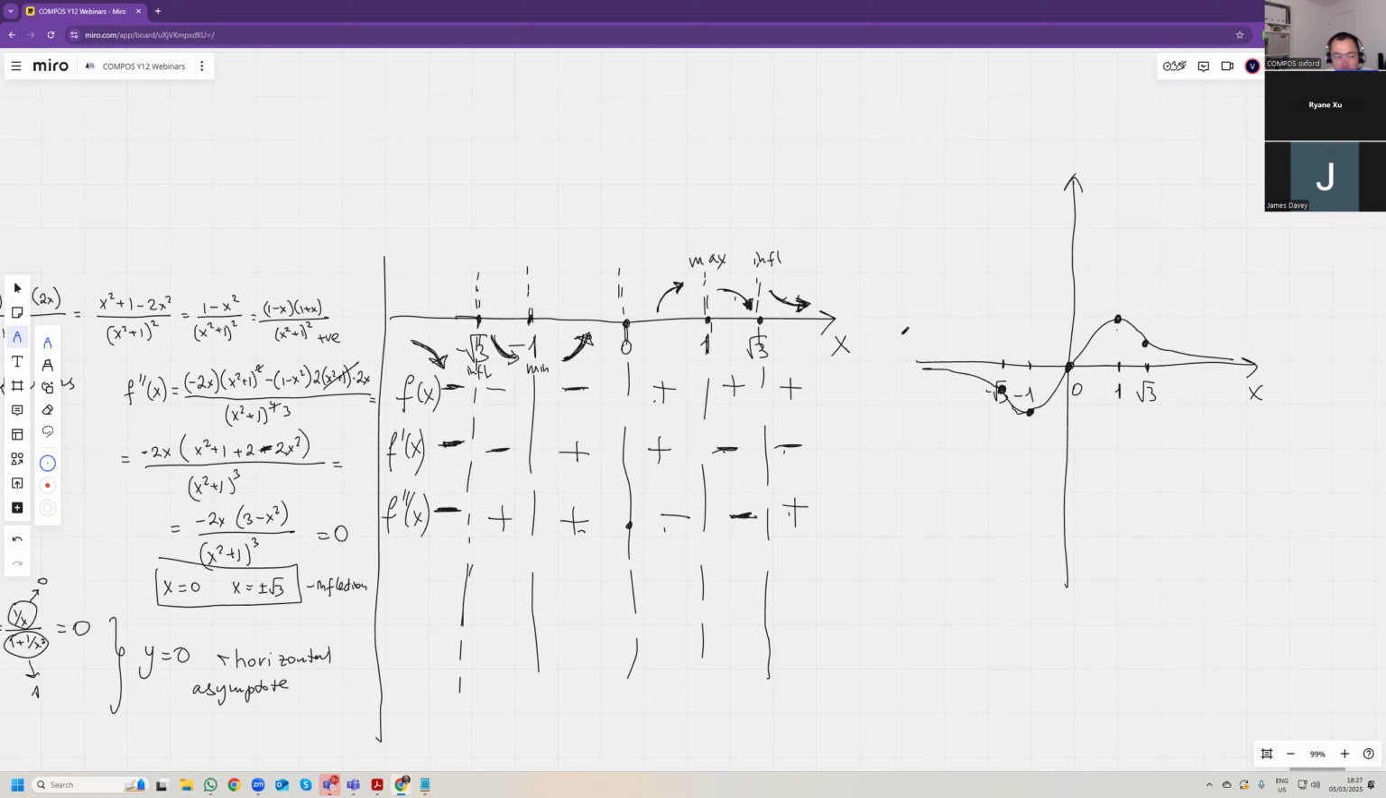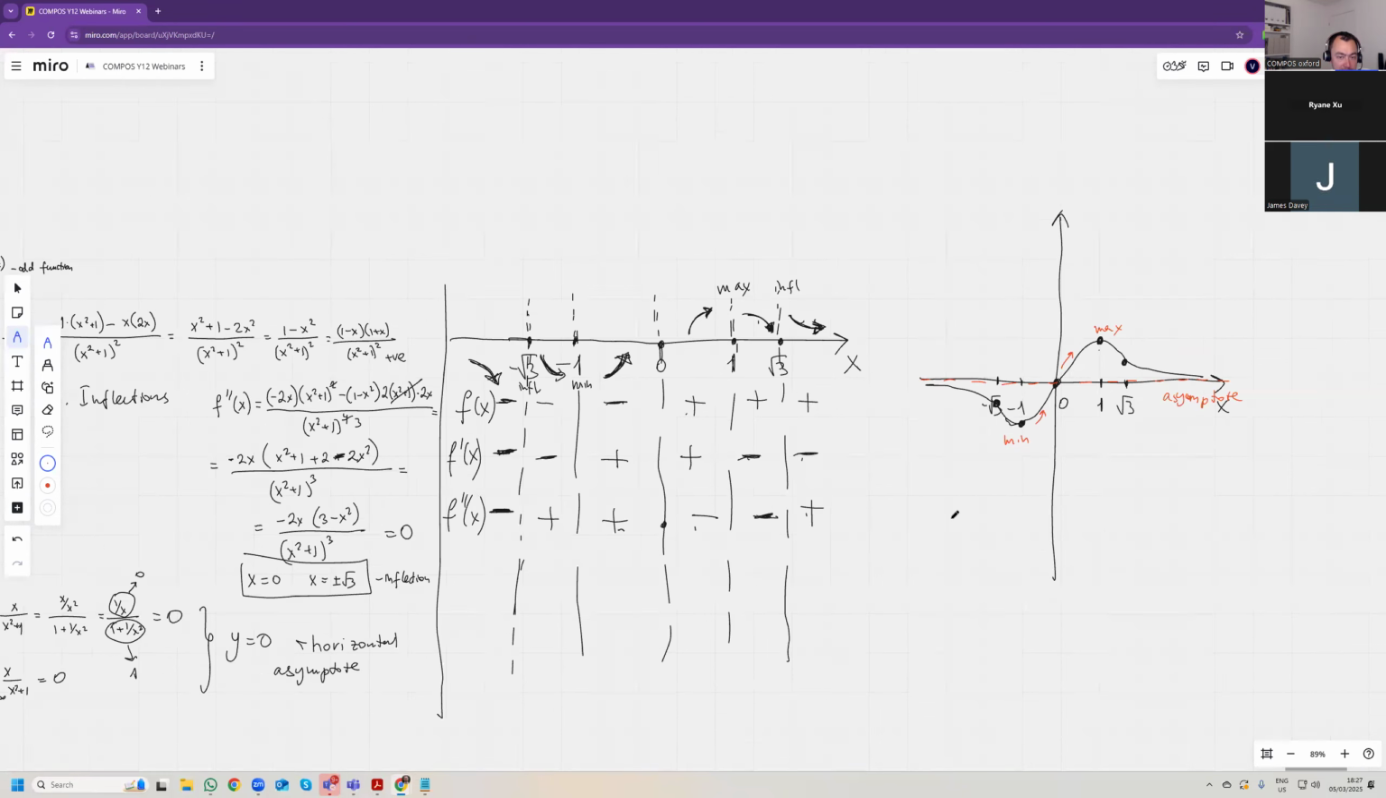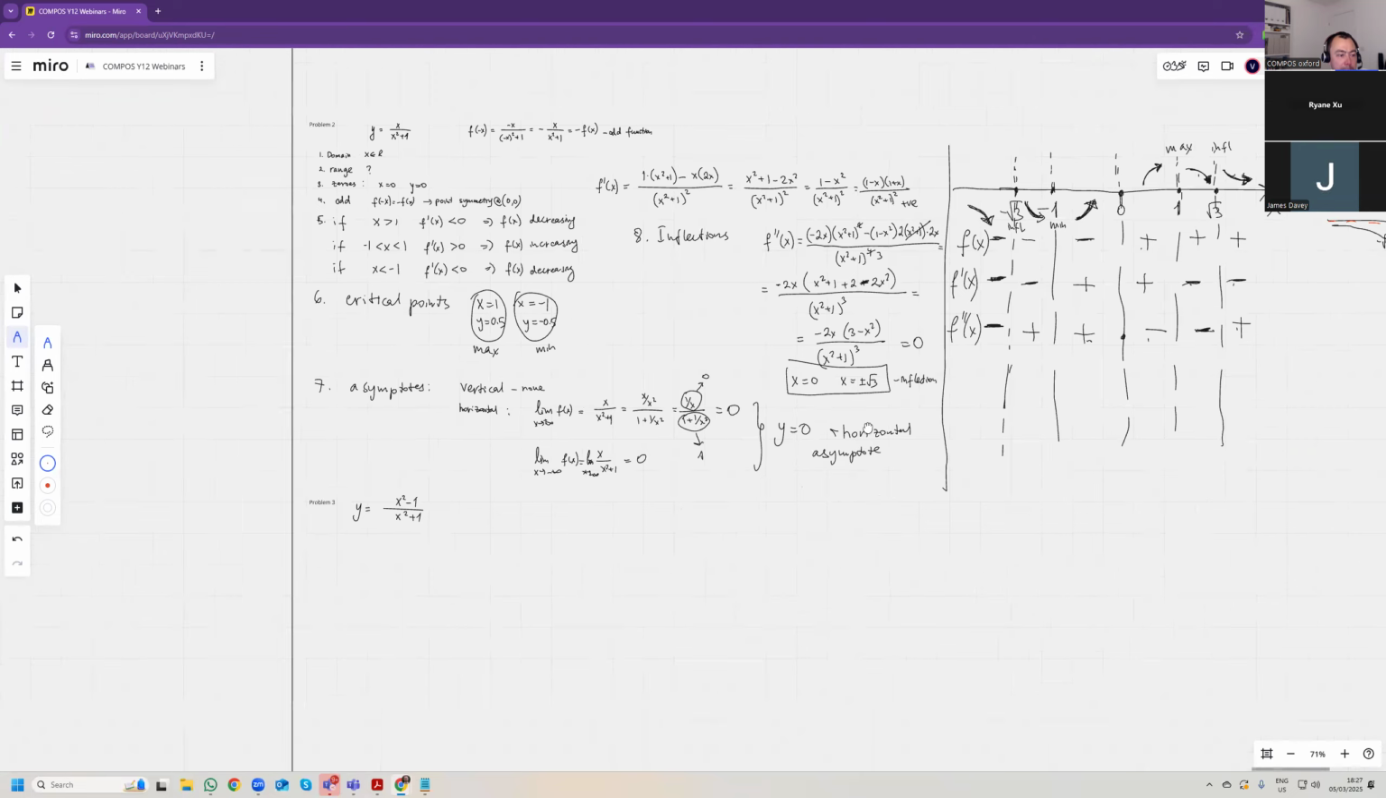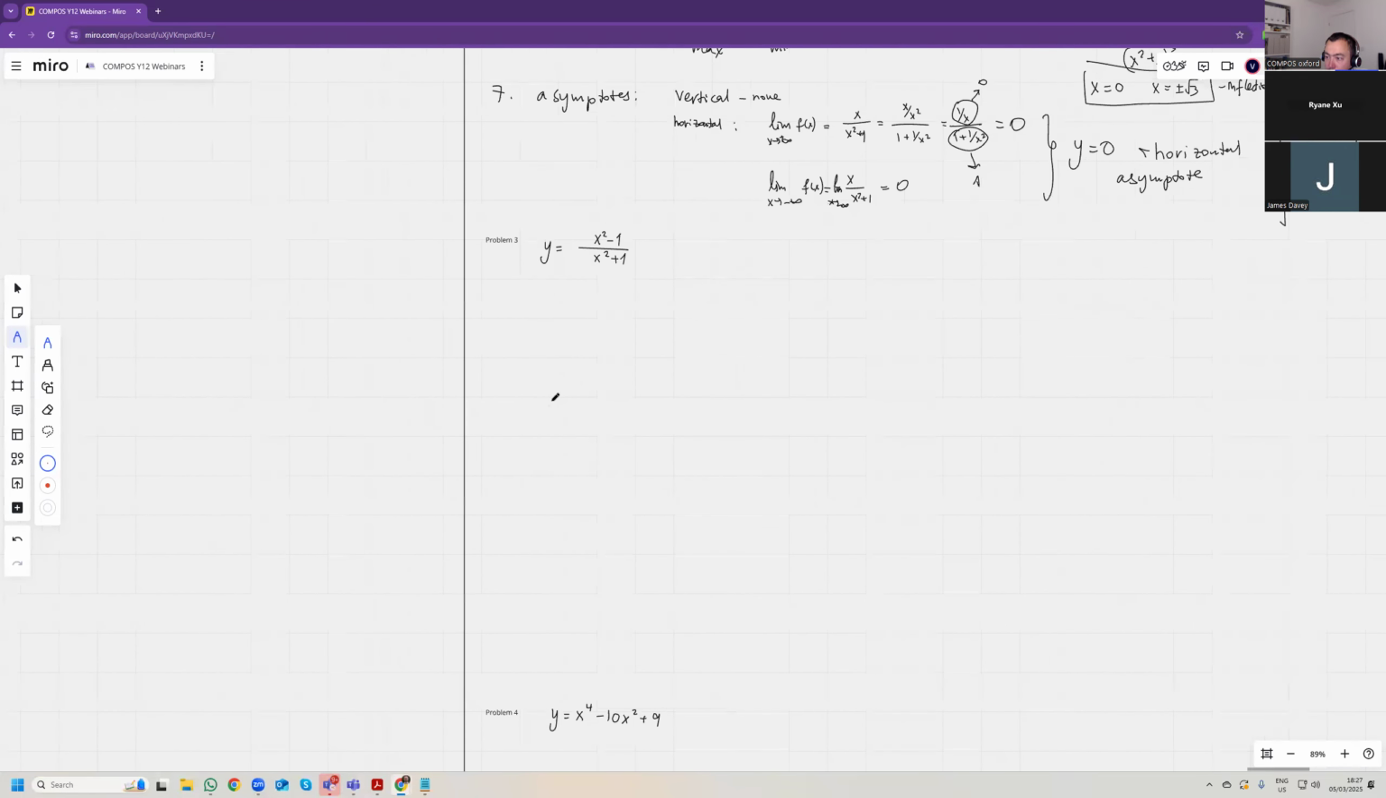So here we have an asymptote, right? So we have this asymptote, we have a max, we have a minimum, we have an increasing part. Okay. Does that make sense? Do you understand the method? All right. Let's do another one.